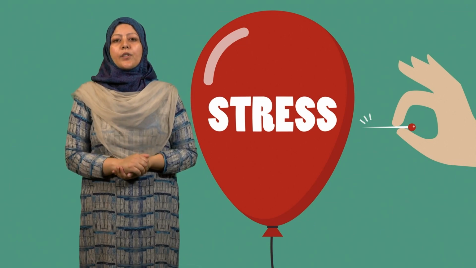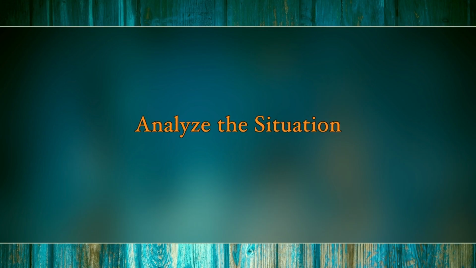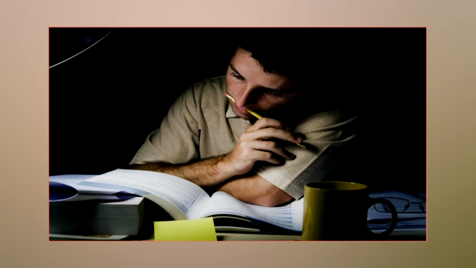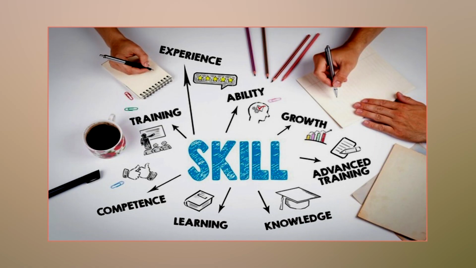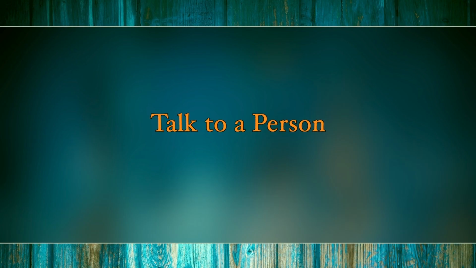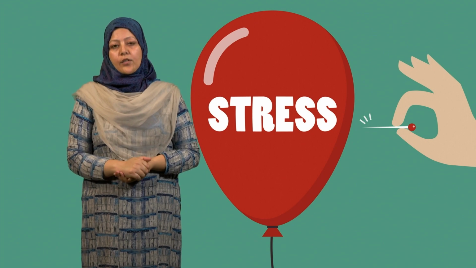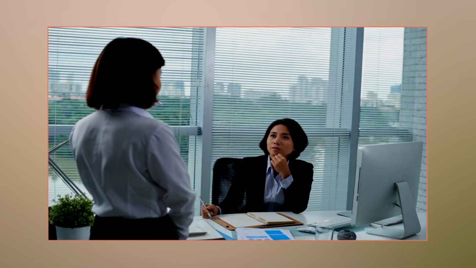Some examples include: analyze the situation, for example, pay attention, avoid taking on more responsibility than you can manage; work harder, for example, stay up all night to study for an exam; apply what you have already learned to your daily life. For example, you lose your job for the second time, you now know the steps to apply for a new job. Talk to a person that has a direct impact on the situation. For example, talk directly to your boss to ask for an extension to the project that's due in 1 week.